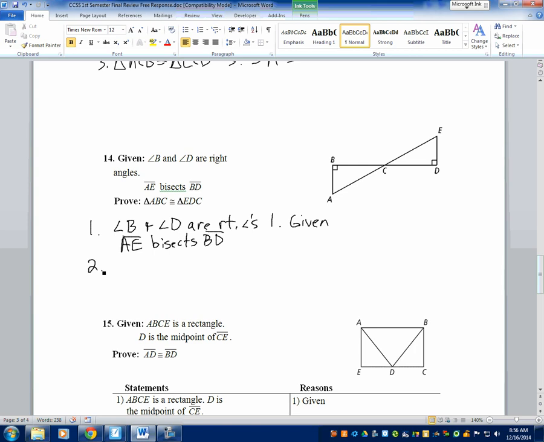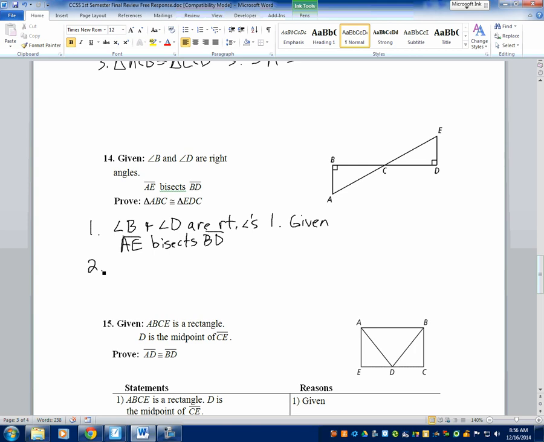Not going to be too much of a stickler on that. But this AE bisects BD, we do need to interpret that in terms of what's congruent. Okay? We can actually go about this proof many different ways. The fact that B and D are right angles would help us to use HL theorem if we want to. We could completely do this without HL theorem as well.